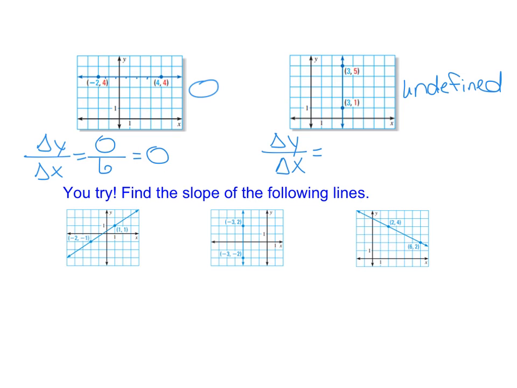Okay? Does this line have rise? Do the y coordinates change? Yes, the y coordinates change, and the rise is 1, 2, 3, 4. So the rise is 4. What is the run of this line? Does a vertical line have any horizontal movement? Do the x coordinates change? No. Now, we're trying to divide by 0.